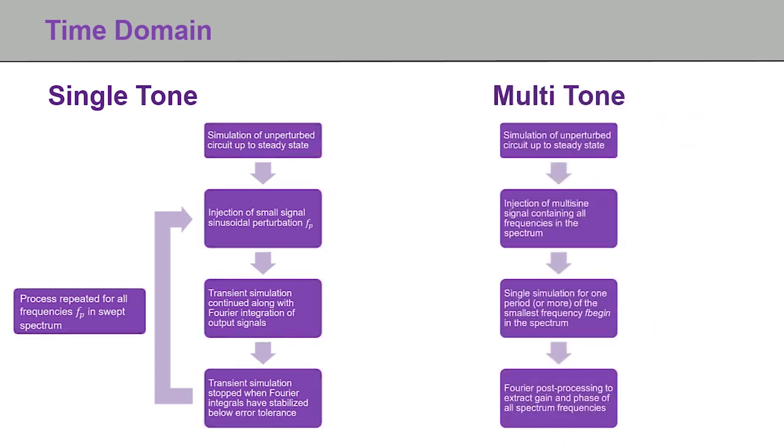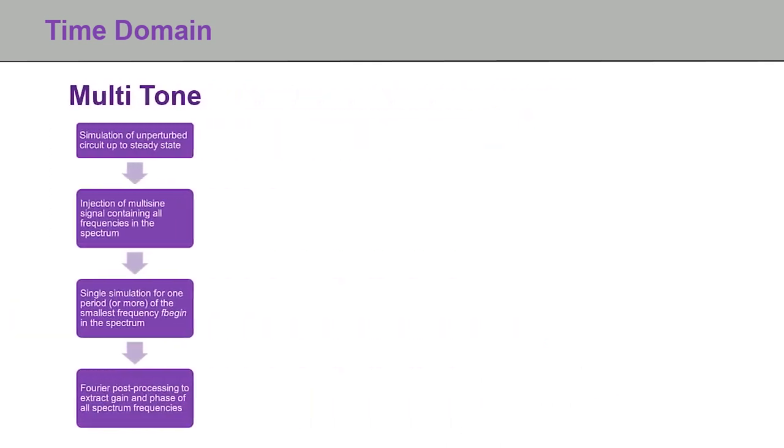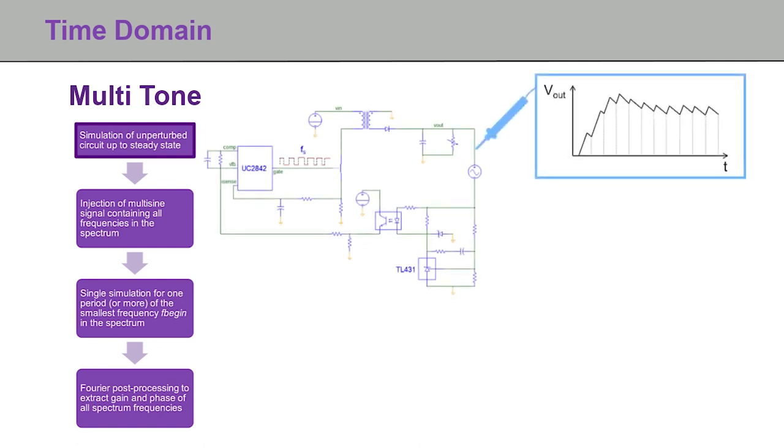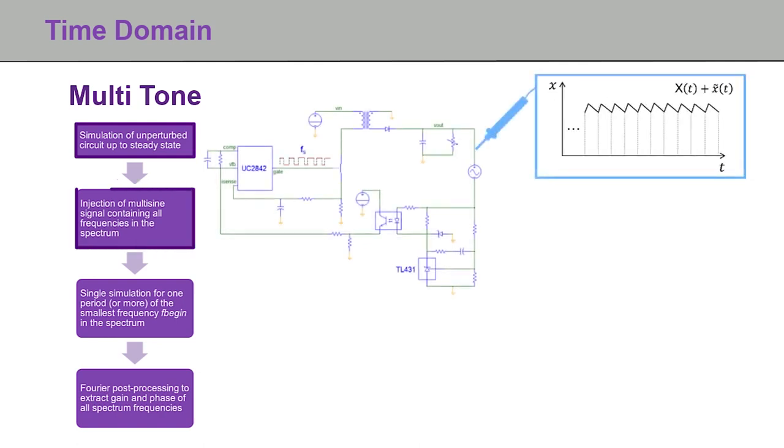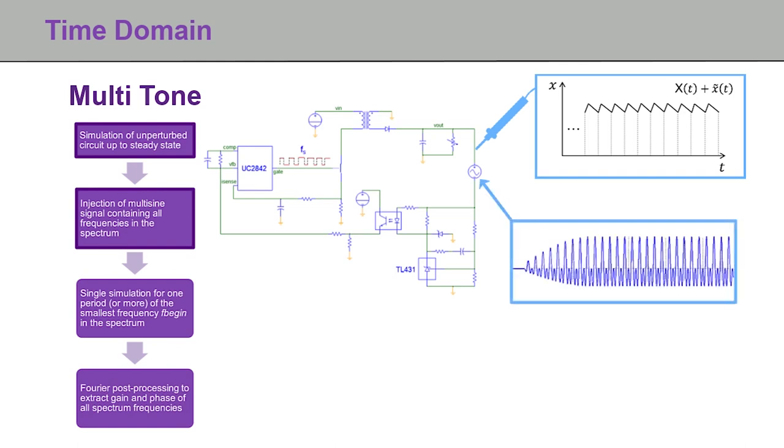Now, let us look at the multitone method. The unperturbed circuit is simulated up to steady state. Once in steady state, a multi-sine signal consisting of all frequencies in the spectrum of interest is injected in one shot, and a single transient simulation is performed for a duration that corresponds to at least one period of the smallest frequency in the spectrum.